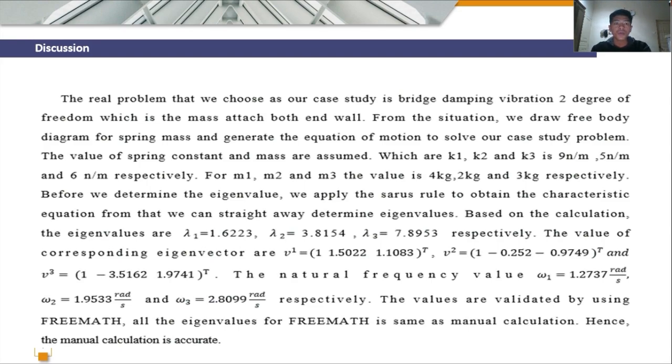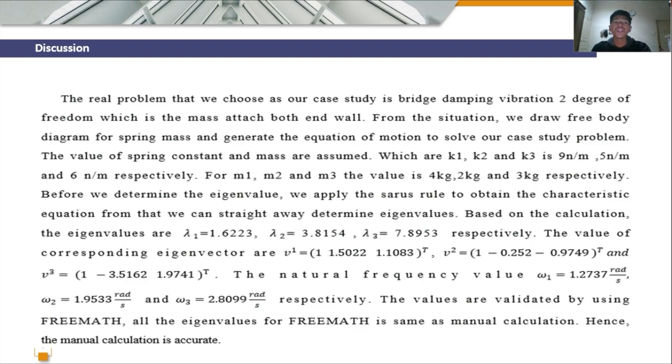The real problem that we chose as our case study is bridge damping vibration, 2 degrees of freedom, which is the mass attached to both end walls. From the situation, we draw the free body diagram for spring mass and generate the equation of motion to solve our case study problem. The values of spring constants and masses are assumed, where K1, K2 and K3 are 9 N/m, 5 N/m and 6 N/m respectively. For M1, M2 and M3, the values are 4 kg, 2 kg and 3 kg respectively.